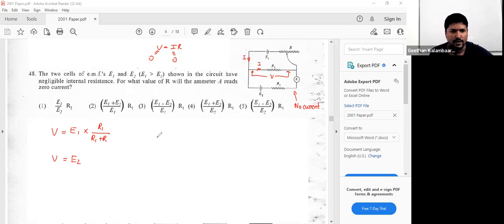So what we can do now is write, by equating the 2 equations for V, E1 R1 over R1 plus R is equal to E2. They want us to find the value of R, so we have to subject R.